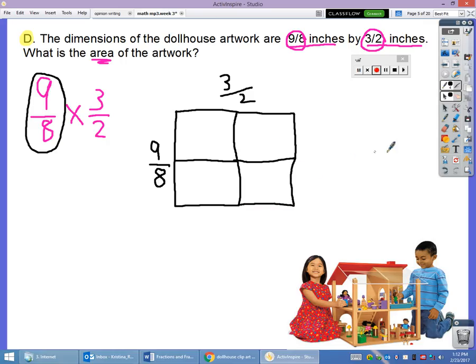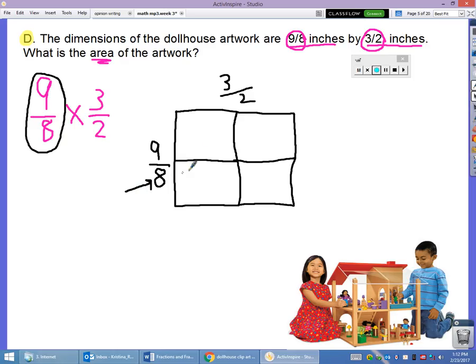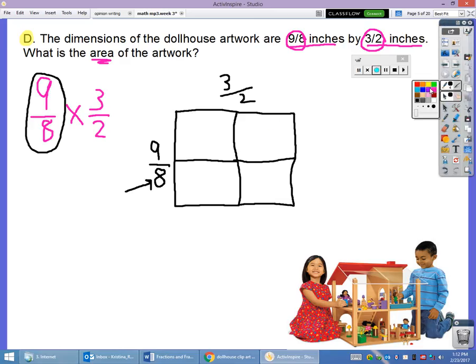Okay, so now I'm going to partition. The denominator tells us how many pieces we're partitioning our hole into. So this way we're going to be partitioning our holes into 8ths. So let's do that. Let's change the color.